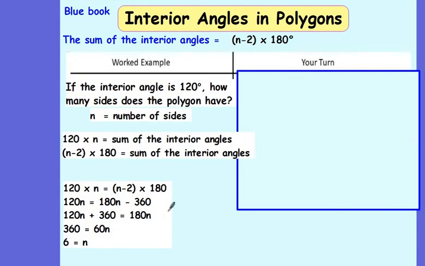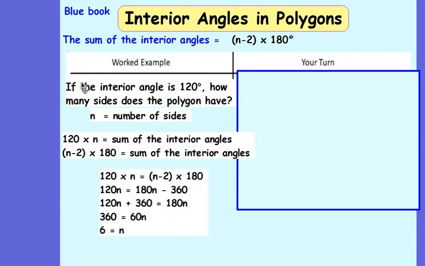Let's go through that slowly one more time. If the interior angle of any kind of polygon is 120, how many sides does it have? If n is the number of sides, we know that the total of all the interior angles within that polygon has got to be 120 times the number of sides, or 120 times the number of angles within it. We also know from our formula above that the sum of the interior angles was n minus 2 times 180.